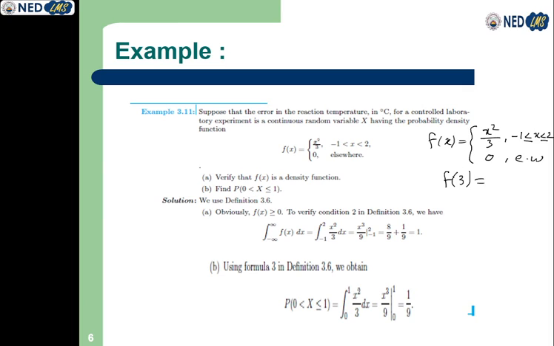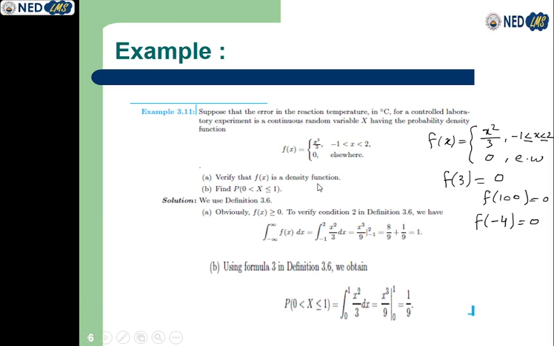So f of 3, consider f of 3 is equal to, for example, x equal to 3. Here we put x equal to 3, but x equal to 3 does not lie in the interval. So f of 3 is equal to 0 elsewhere. And if we find f of 100, it is also equal to 0. If we find f of -4, see this one, student, -4 is not in this interval, it is elsewhere. So this is also equal to 0. This is the function that we have.